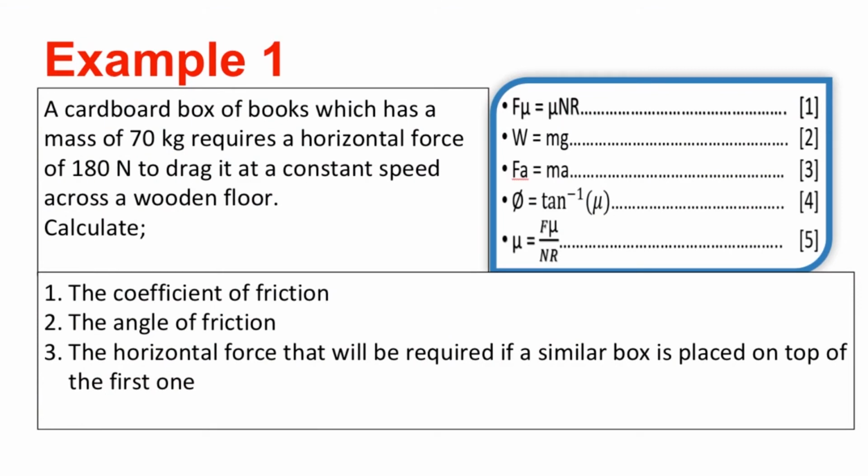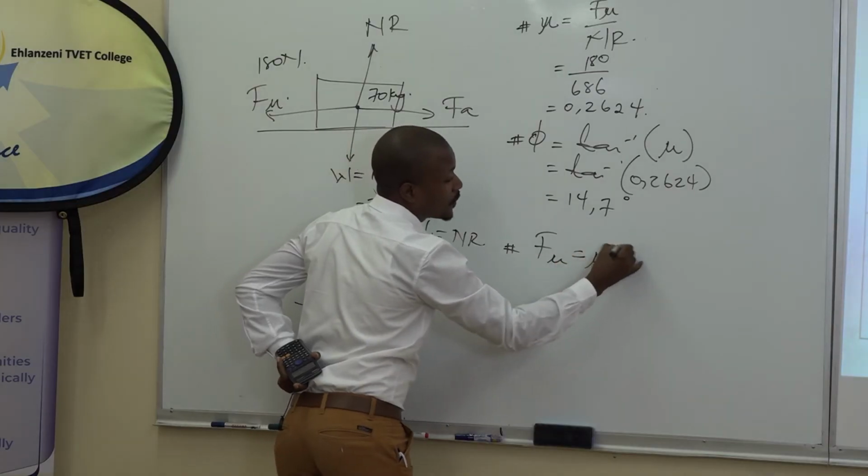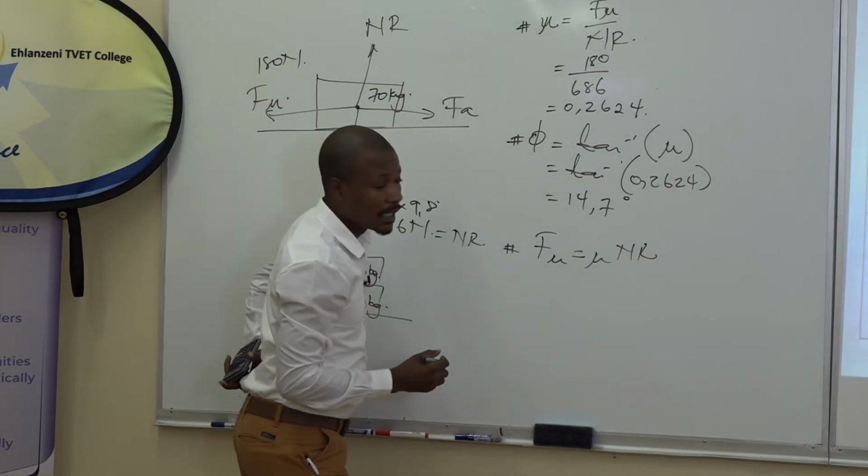Now there are two ways of working this thing out. The first method, I will show you. For the first method, you can go to your first equation. You see the first equation, you are calculating the frictional force. The frictional force is given by coefficient of friction multiplied by normal reaction.